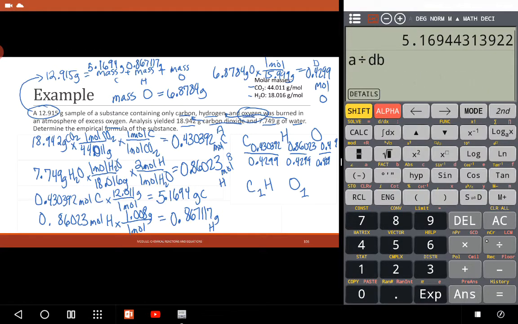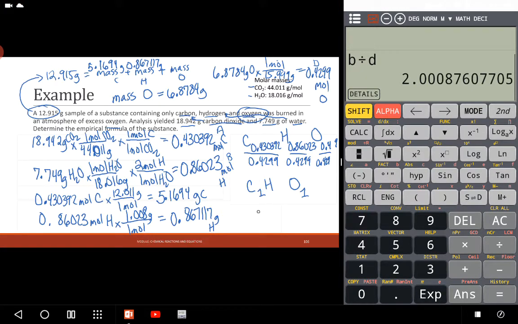So alpha B divided by alpha D is 2. So my empirical formula is CH2O.